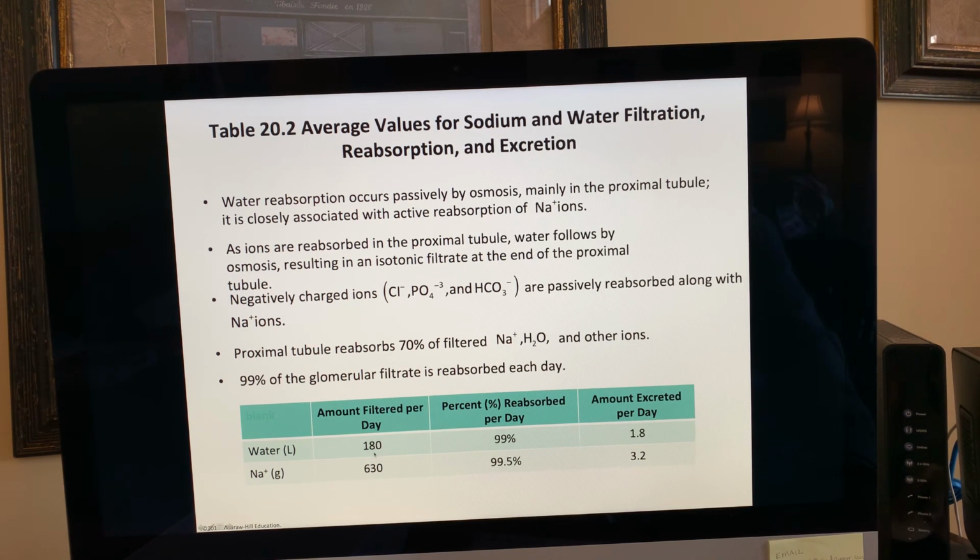Again, you filter out 180 liters of water every day, but you reabsorb 99% of that, so you only excrete about 1.8 liters of water a day, which is a normal urine output. You filter about 630 grams of sodium in your glomerular capsules every day. You reabsorb 99.5% of that, and you excrete about 3.2 grams of sodium a day. The proximal tubule is going to reabsorb about 70% of the sodium and the water. The rest of it is reabsorbed in the distal tubule or in the collecting duct.